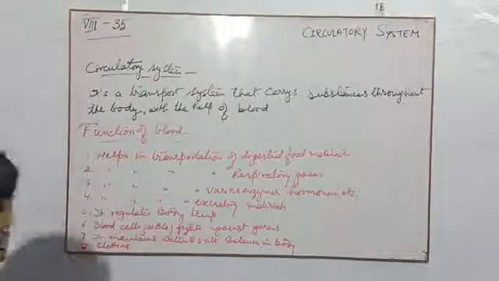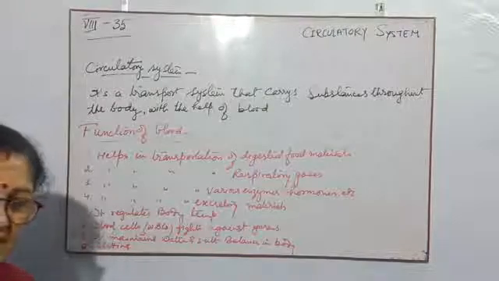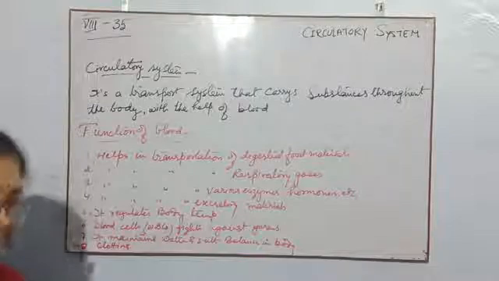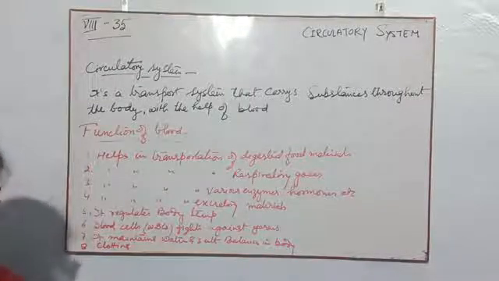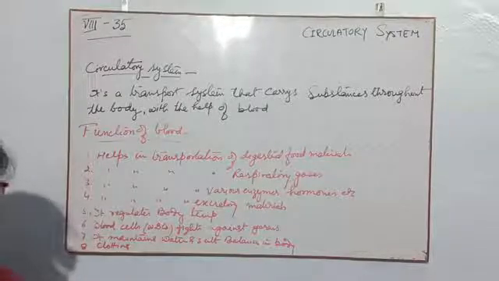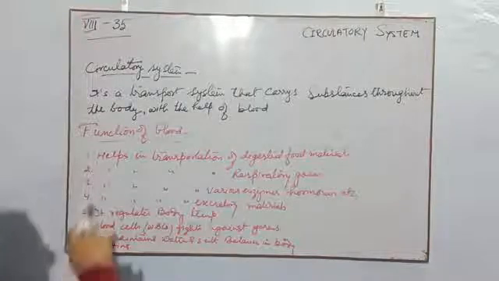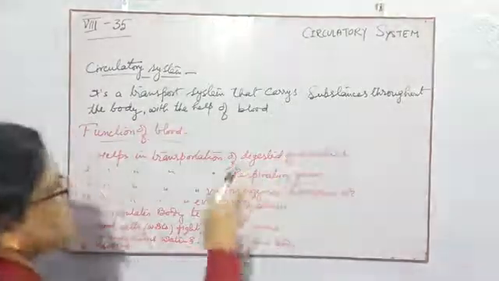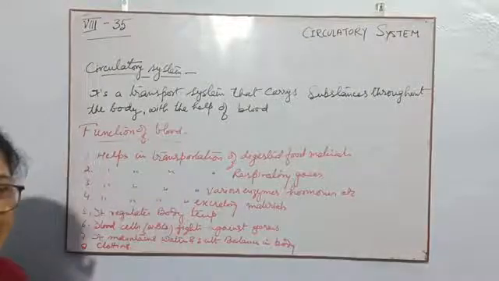It is a transport system because it can carry so many things when it emerges out from the heart, and after giving each and everything, it collects the material which should be thrown out of the body, and then it reaches the heart again. So this is known as the transport system that carries different types of substances throughout the body with the help of blood.